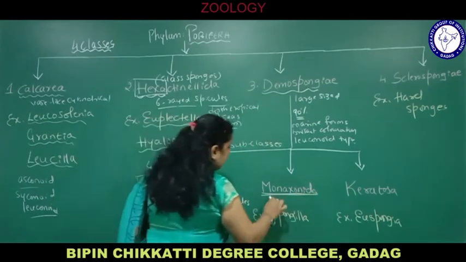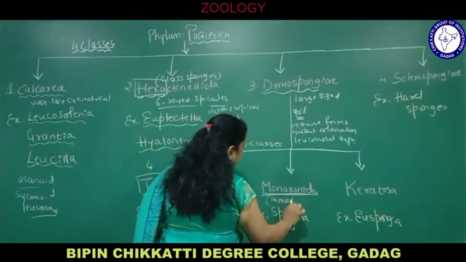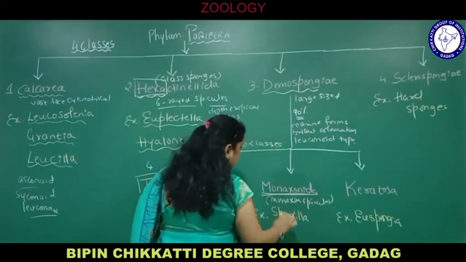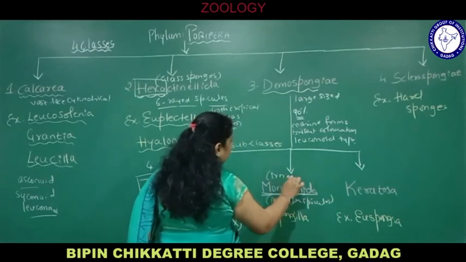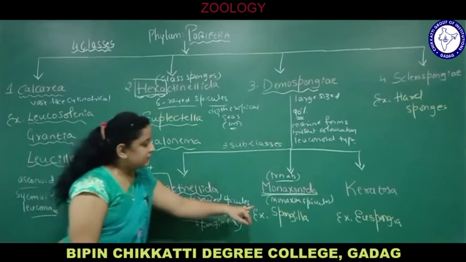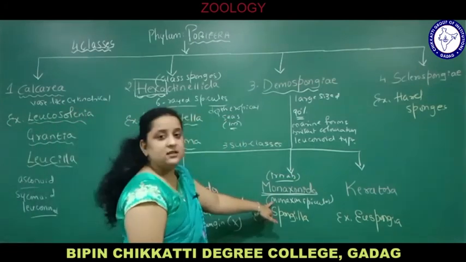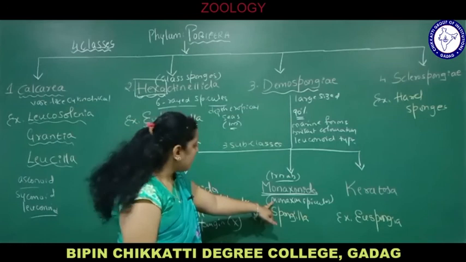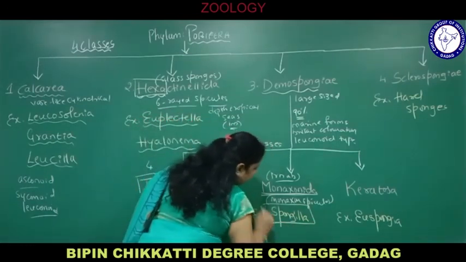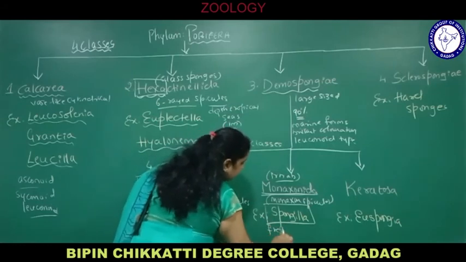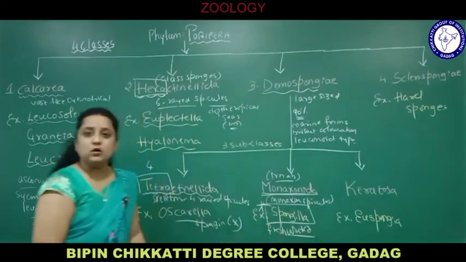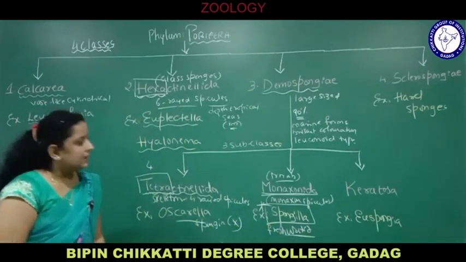Example, Oscarella. Second subclass under Demospongiae is Monaxonida. Monaxonida has monaxon spicules, and spongin fibers are present or absent. Example, Spongilla. If you see the name Spongilla, what comes to your mind? It is a freshwater sponge. Remember this, it is a freshwater sponge, because the majority of them are marine.